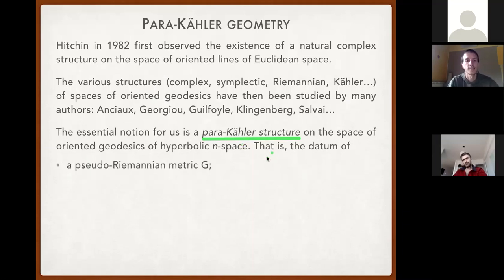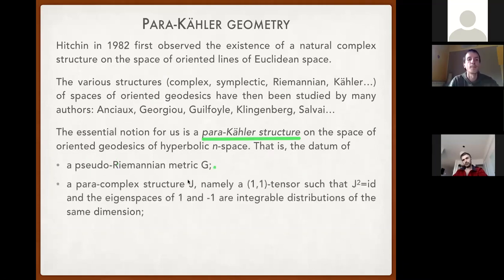And what is a parakähler structure? Well, it's the datum of a pseudo-Riemannian metric and a paracomplex structure. So what is a paracomplex structure? It's a (1,1) tensor on your manifold which squares to the identity, not to minus the identity as ordinary complex structures. Moreover, since the square is the identity, the only possible eigenvalues are 1 and minus 1, and we require that the eigenspaces of 1 and minus 1 are integrable distributions which have the same dimension.